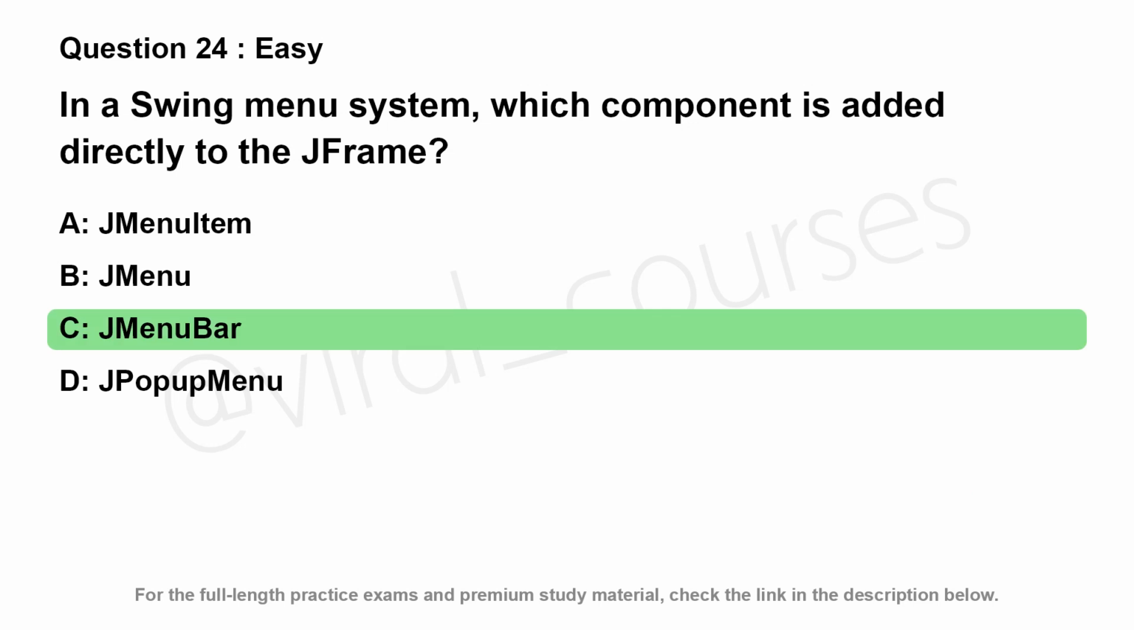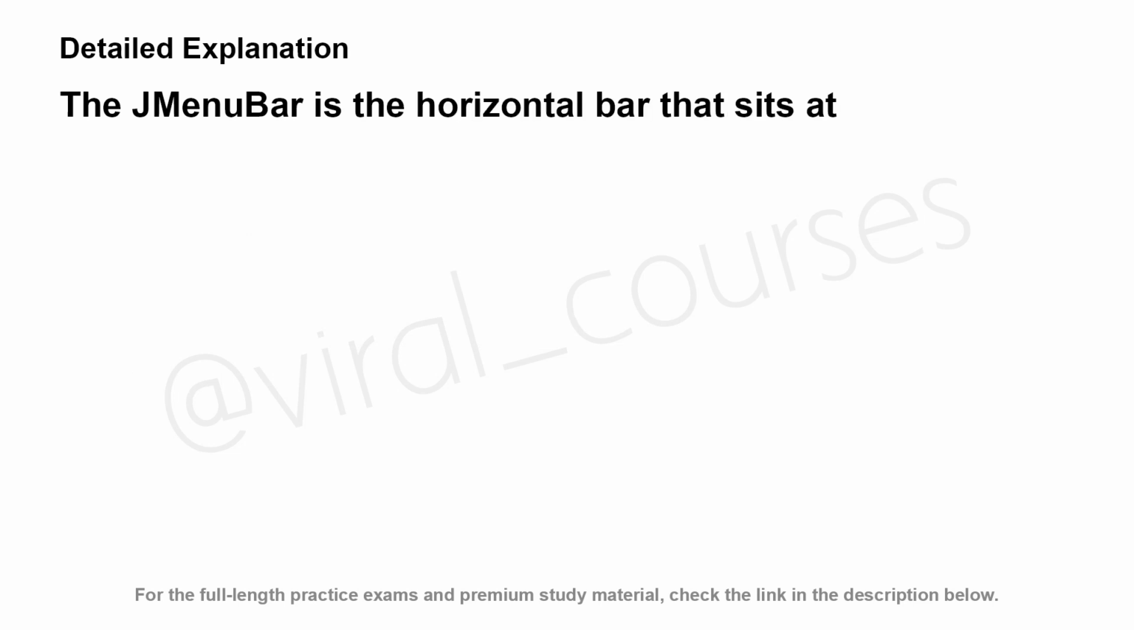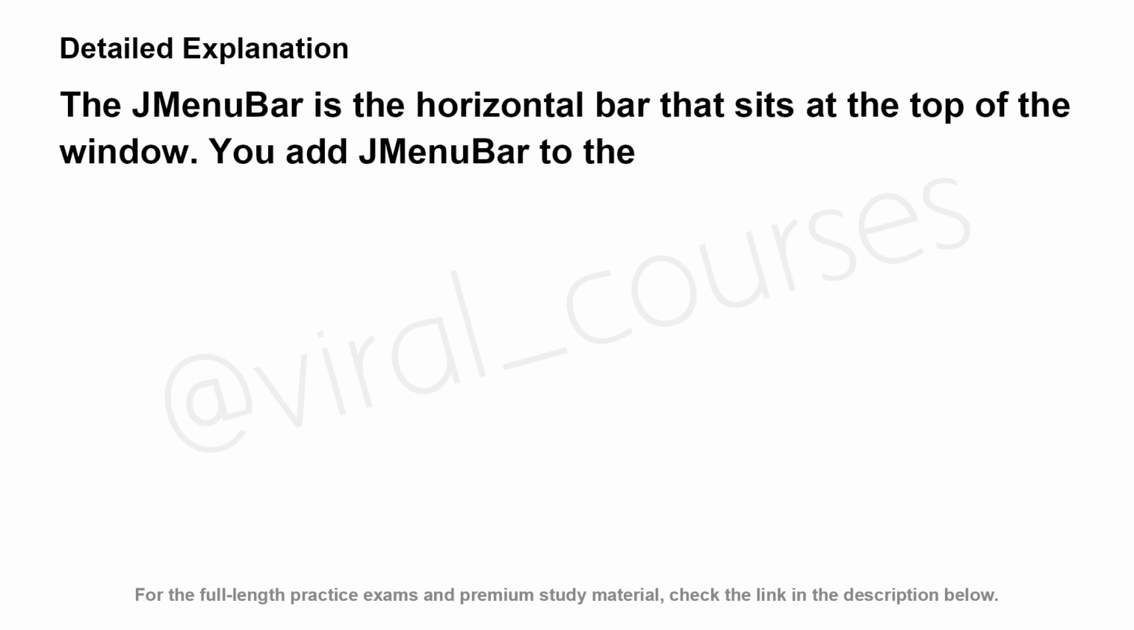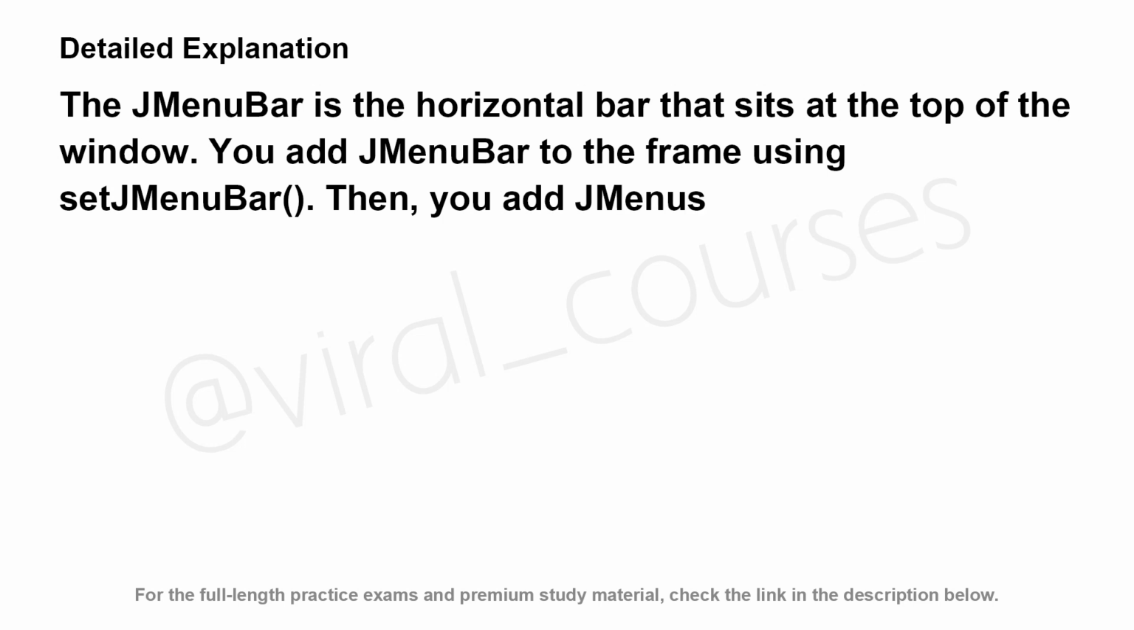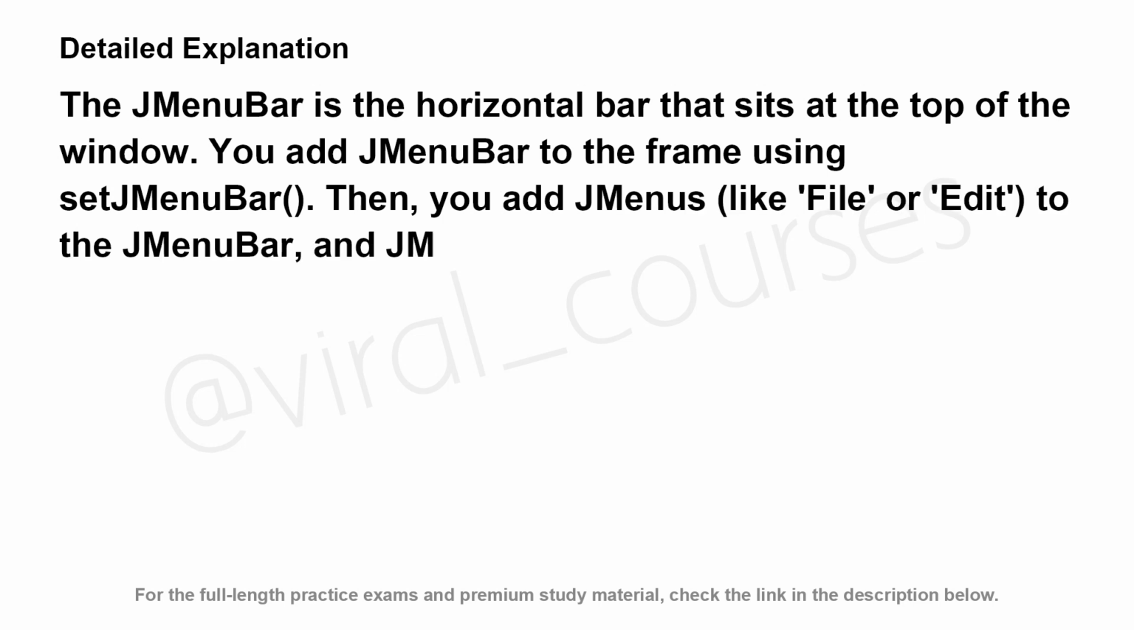The correct answer is C. The JMenuBar is the horizontal bar that sits at the top of the window. You add the JMenuBar to the frame using setJMenuBar. Then, you add JMenus, like File or Edit, to the JMenuBar, and JMenuItems to the JMenus.